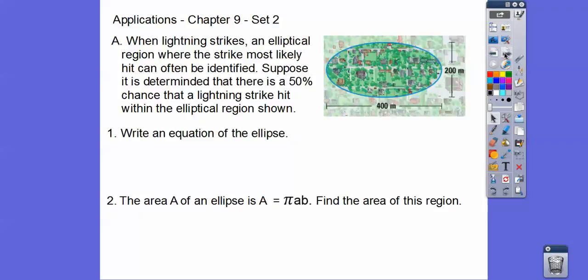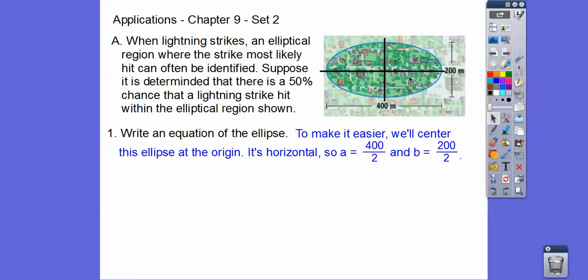So here we go. When lightning strikes in the elliptical region, where the strike most likely hits can often be identified. So suppose it's determined that there's a 50% chance that a lightning strike hit within the elliptical region shown. There's no XY axes right here, so let's just make this go right through the origin. So let's write an equation of this ellipse. It's always nice to just pretend like it goes through the origin and everything.